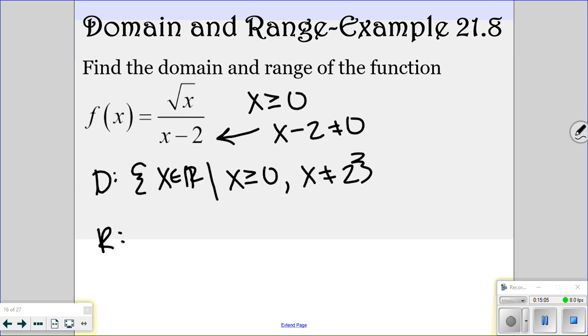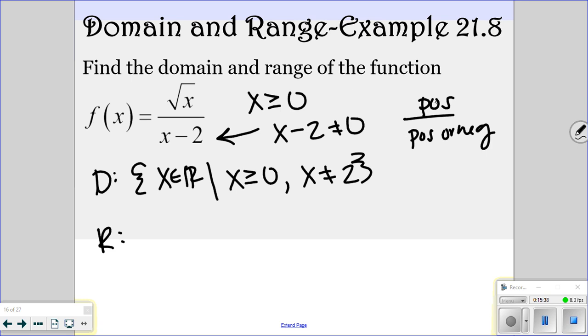For the range, the numerator is always going to be 0 or a positive number. Because you're taking the square root of a number, it's always going to be positive, or it could be 0. If it's 0, though, that means 0 minus 2. That would be a negative number. This is always positive, and then this number can be either positive or negative. And we can get 0 because 0 over negative 2 is 0. So 0 works as a range value. That's what we could get.